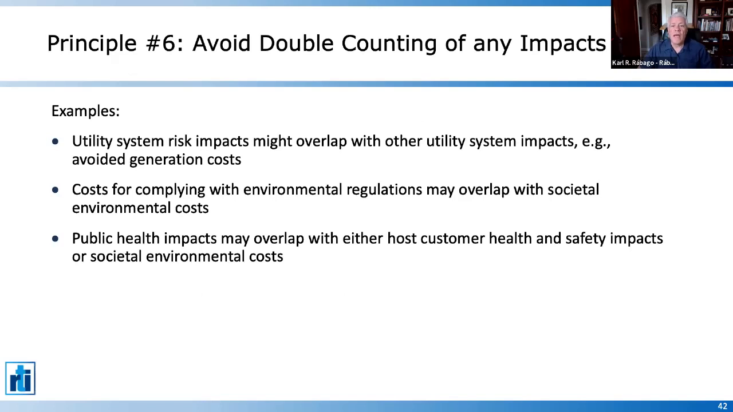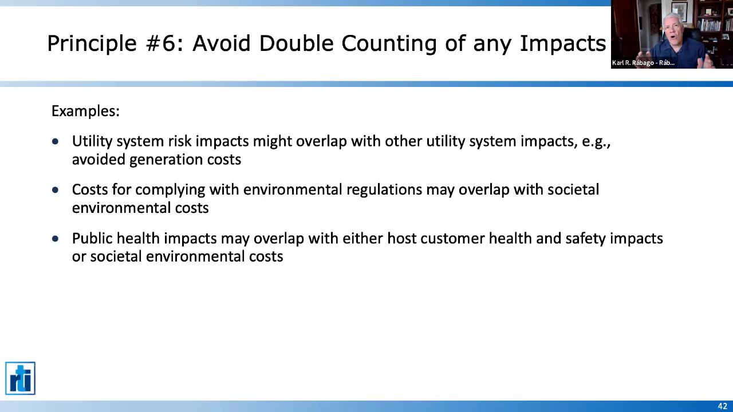Principle 6 is avoid double counting. I hinted earlier on that when we move beyond utility system impacts, for example, to host and societal impacts, there is a risk. I'll give you a simple example with environmental regulation. Utilities are required to comply with environmental laws. And let's say we have a pollutant in which the environmental law says that you're allowed to put out 10 pounds per year of this pollutant. Well, if they're meeting those environmental laws, they're keeping their emissions at 10 pounds or less, not more, right?